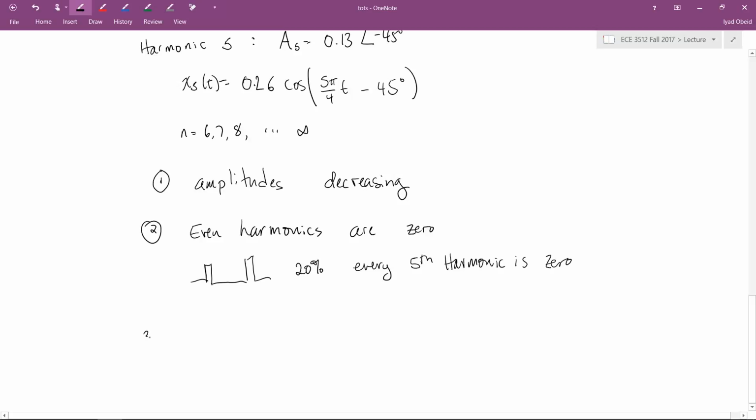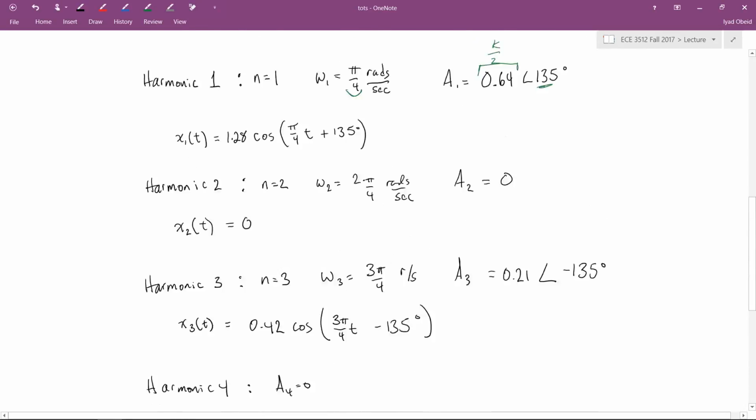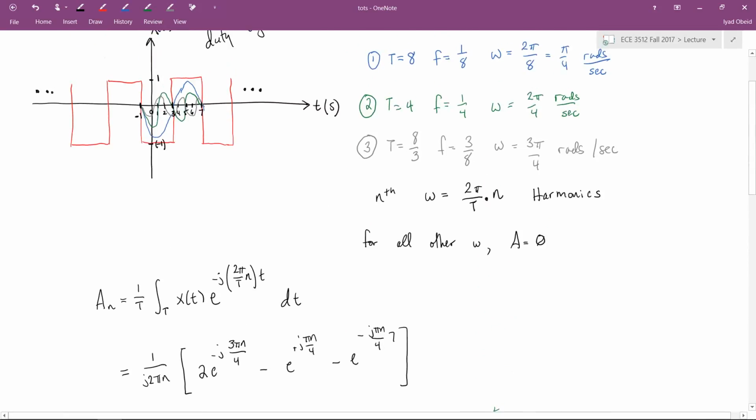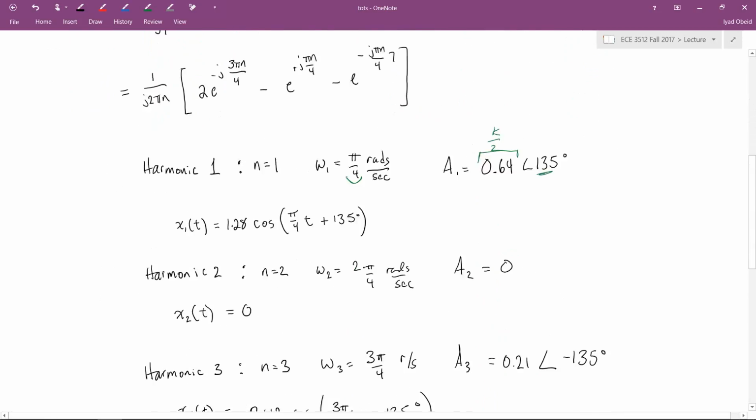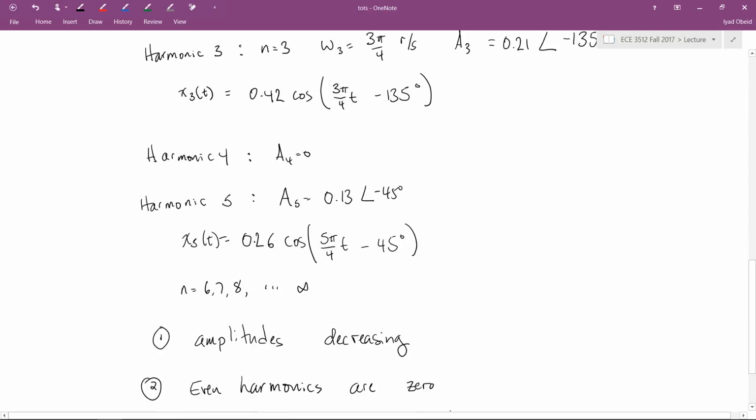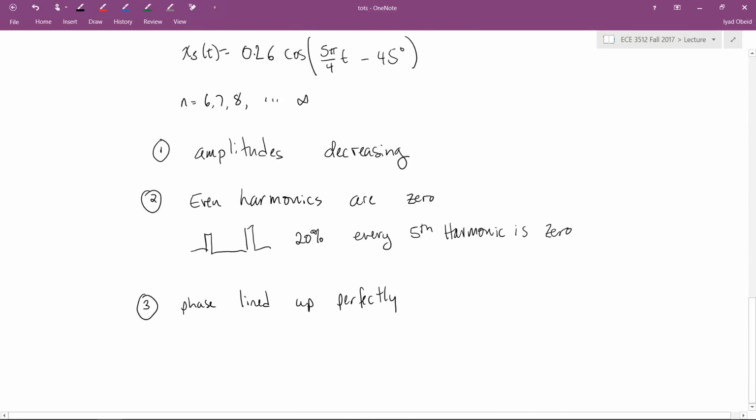The next thing you should notice is that all the phase angles lined up perfectly. What that means is that we had 135, minus 135, minus 45 degrees, and those are all going to contribute to make a bunch of cosines that are lined up exactly with the square wave. And we'll plot those in a minute so you can see it for yourself. But I always find that impressive. Like, we didn't really force that to be the case. That just fell out of the math.